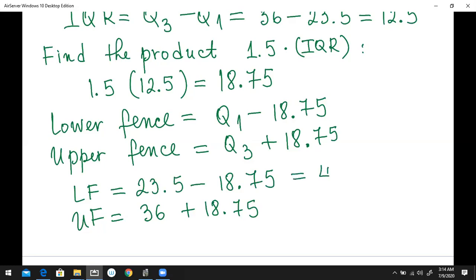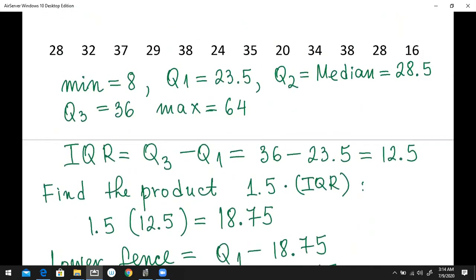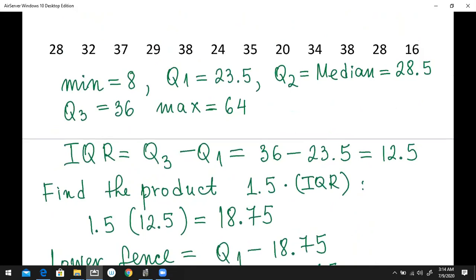The lower fence is 4.75, and let's see the other one, 36 plus 18.75, is 54.75. Okay, so it means that if we have a number that is below 4.75 or above 54.75, we can consider it an outlier. So how would we use the minimum, Q1, Q2, Q3, and maximum?